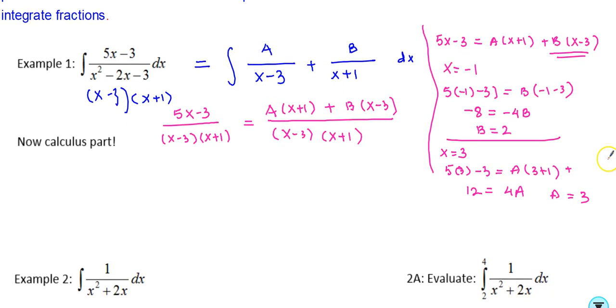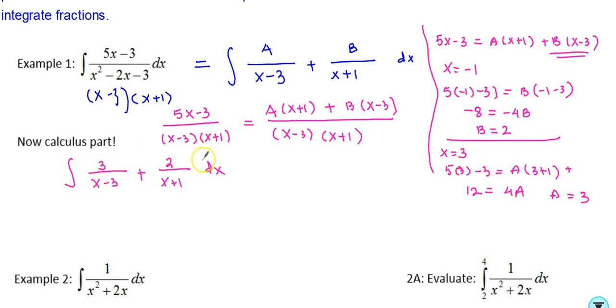So now comes the calculus part. The calculus part is, let's rewrite this integral. The value of A is 3, so 3 divided by x minus 3, plus the value of B, which is coming out 2, over x plus 1, dx.